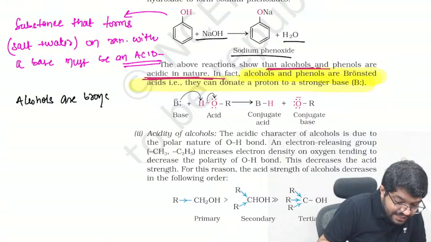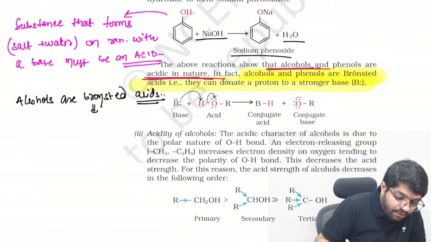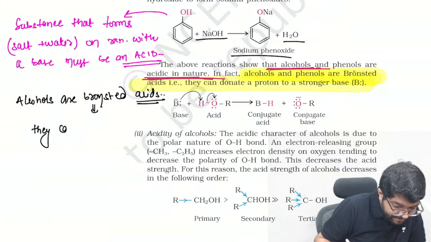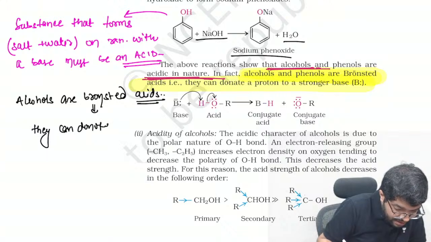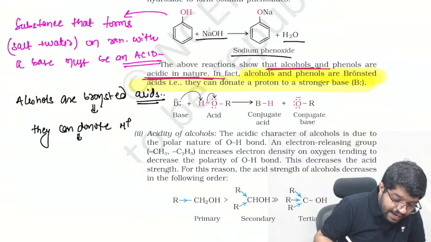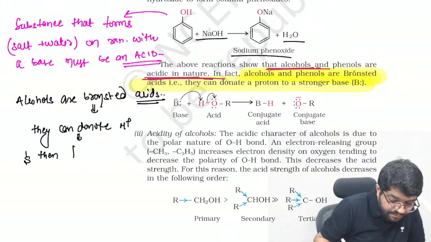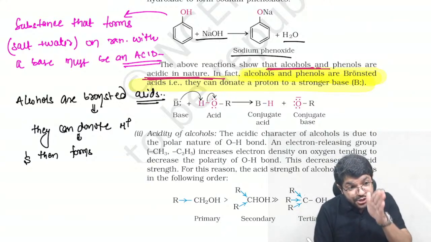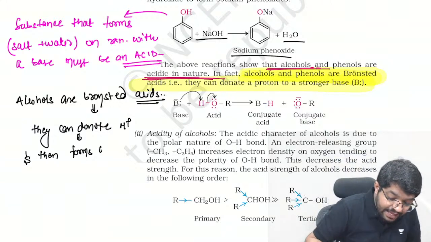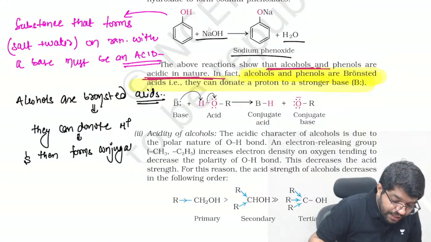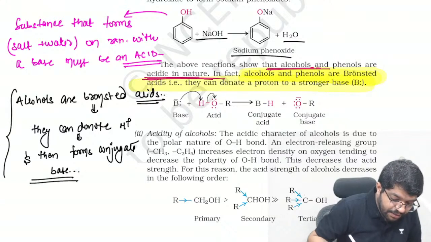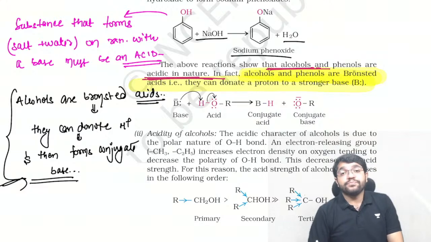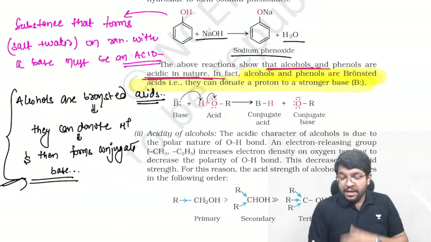Bronsted acids are those that can donate H plus, and then form a conjugate base. Acids form a conjugate base. Extremely important statement.